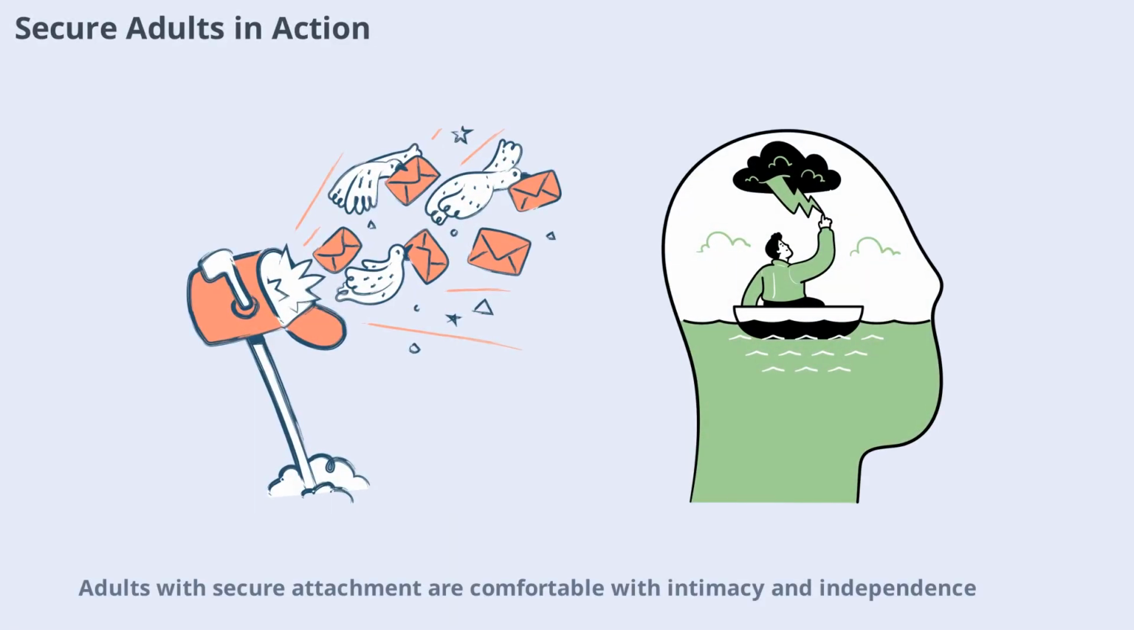Adults with secure attachment are comfortable with intimacy and independence. They support their partners while also maintaining their own boundaries. When faced with challenges, they approach problems collaboratively and don't shy away from honest conversations. Their relationships are marked by mutual respect, emotional safety, and a willingness to grow together. This security allows them to weather ups and downs without losing trust or connection.